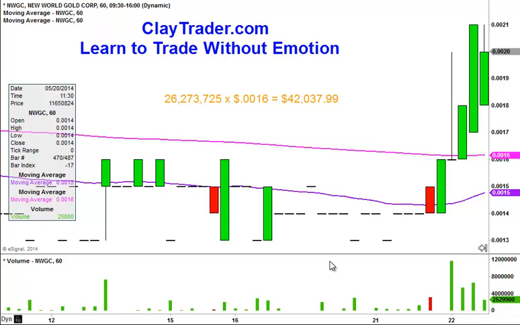So NWGC was a front-loaded chart. Now, what gives me logic? What gives me reason to think that, to say that? Well, here's the chart in the 60 minutes. If you're not familiar with what a 60 minute means, that just means each one of these bars, or candlesticks, as they're called, represents one hour's worth of price action. So one hour in each one of these.